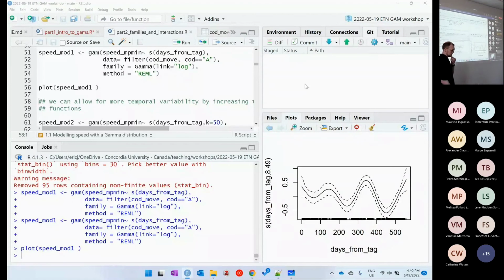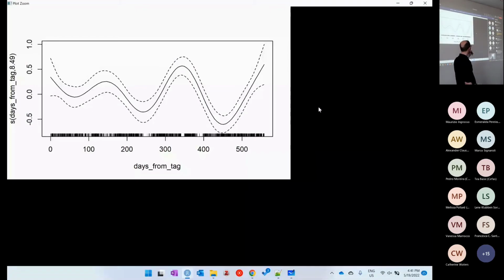I'm going to bring up a bigger plot. This is essentially showing how the log of the mean is predicted to vary over time. Again, this has to be shifted up or down by the intercept. You'll notice this is centered around 0, so if you take e to this, it won't give you the speed. But if you add the intercept to this and take e to that, that'll give you the predicted average speed at a given point in time.